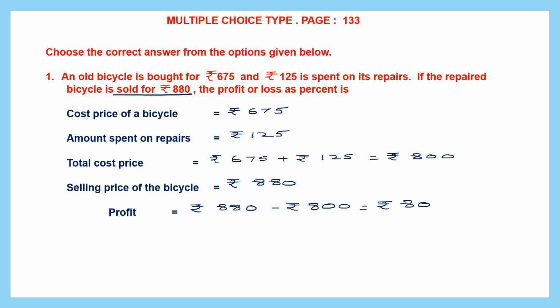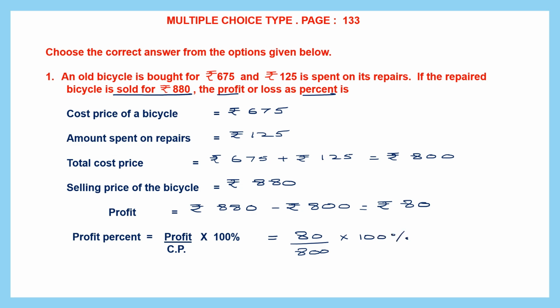Now we have been asked to find the profit or loss percent. Now we know it's a profit, so we're going to find the profit percent. And the formula is profit by cost price into 100%. So this is how we find the profit percent. Profit by cost price into 100%. So let's do that. So profit is 80 rupees. Cost price is 800 rupees. And now we multiply this by 100%.